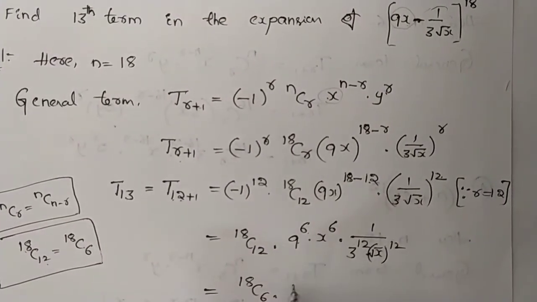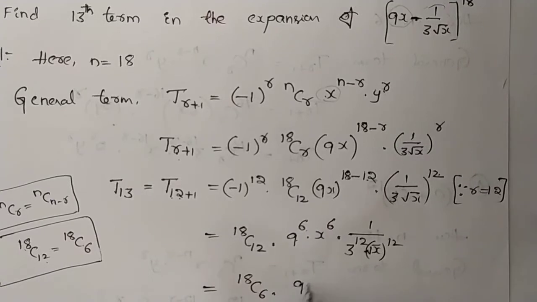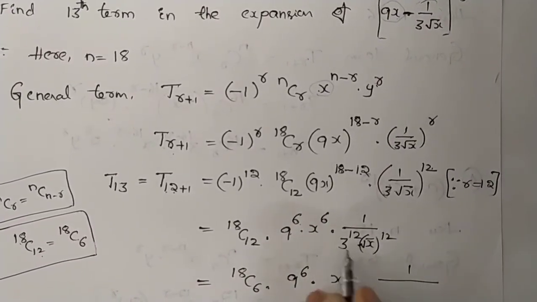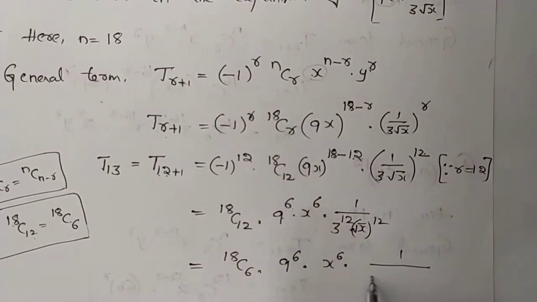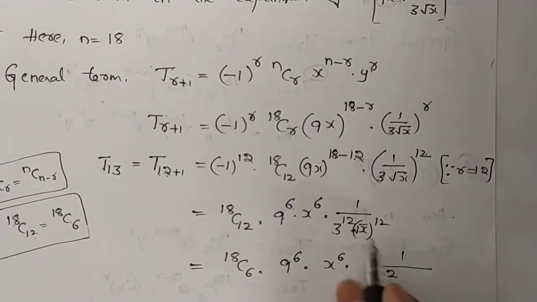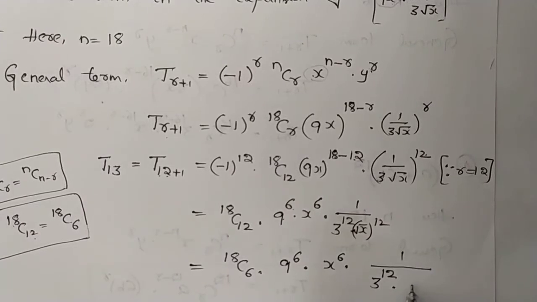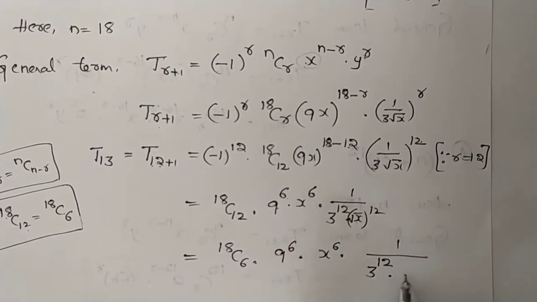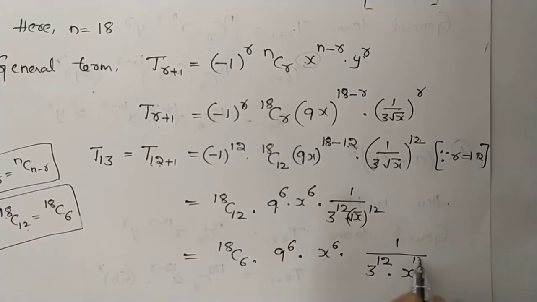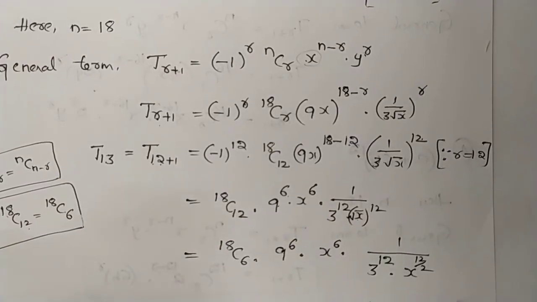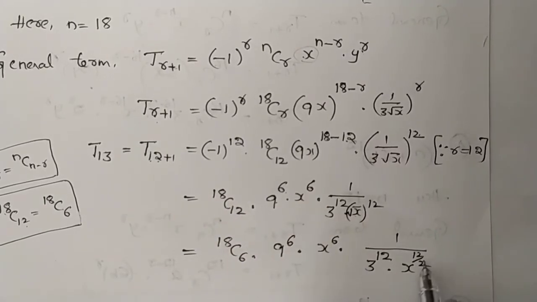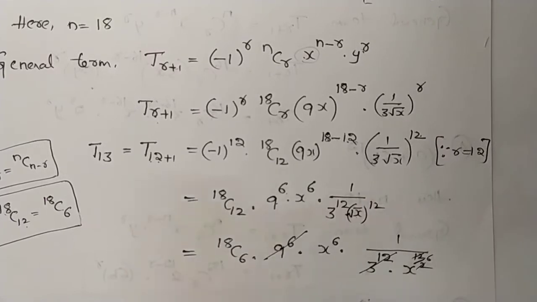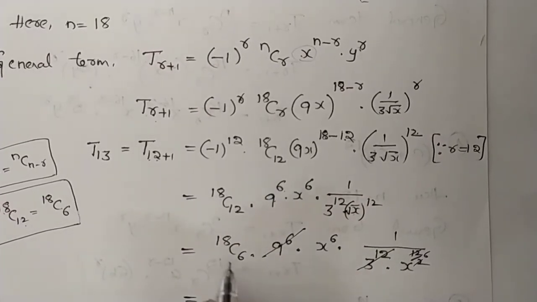So 9 power 6 into x power 6 into 1 divided by 3 power 12, you just keep it as it is, into root x. Root x is x power 1 by 2, so x power 1 by 2 to the power 12 is x power 6. Next, 9 power 6 and 3 power 12 will get cancelled, and x power 6 will cancel. That is equals to 18C6.